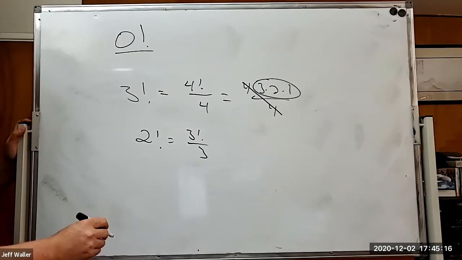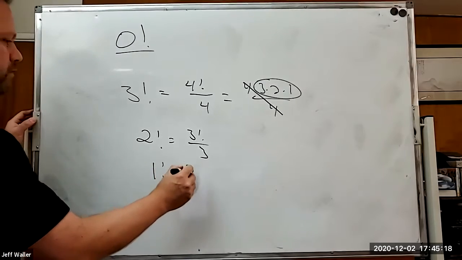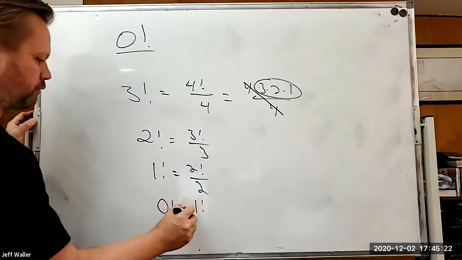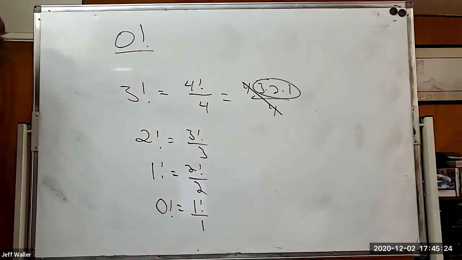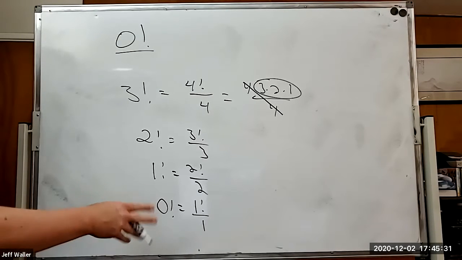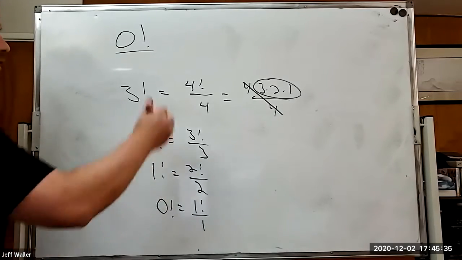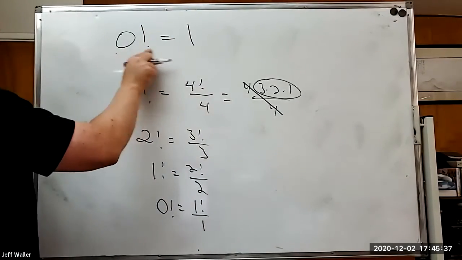You guys still with me? 1 factorial is 2 factorial divided by 2, and 0 factorial is 1 factorial divided by 1. This is not even really a proof, to be honest, but this is not the only way to show that 0 factorial is 1.